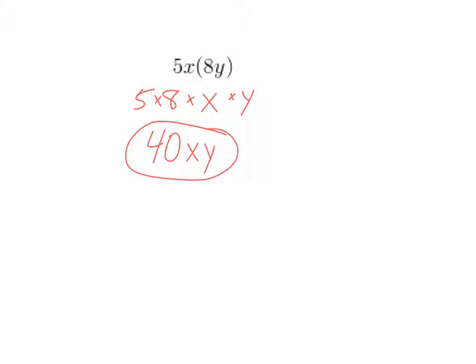So if I have 5x times 8y, I can rewrite that so that the numbers are in front. So I've got 5 times 8 times x times y. 5 times 8 is 40. x and y aren't the same, so I can't combine them, so I'll have 40 times x times y, which we would write as 40xy.